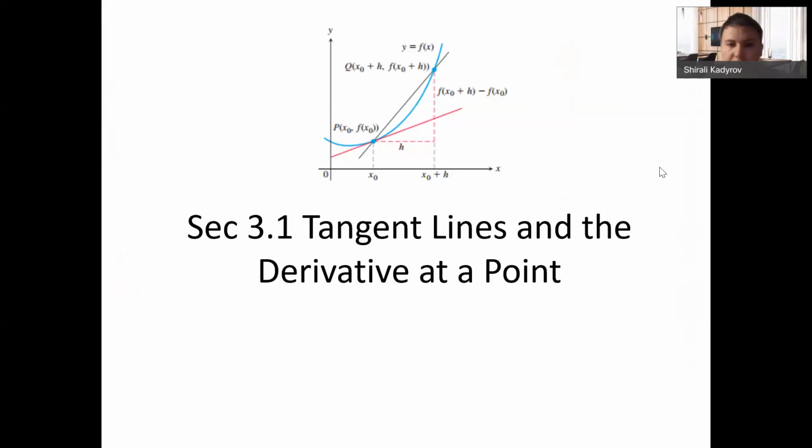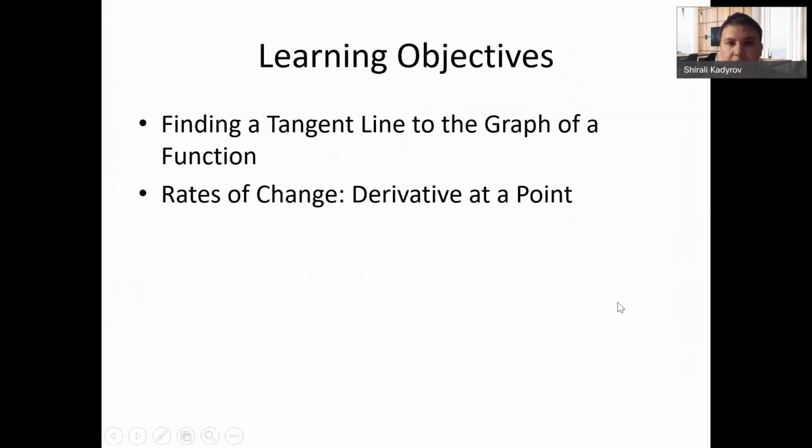Welcome to section 3.3, tangent lines and the derivative at a point. The learning objectives are the following. We'll define the tangent line to the graph of a function and the rate of change, the derivative at a point.